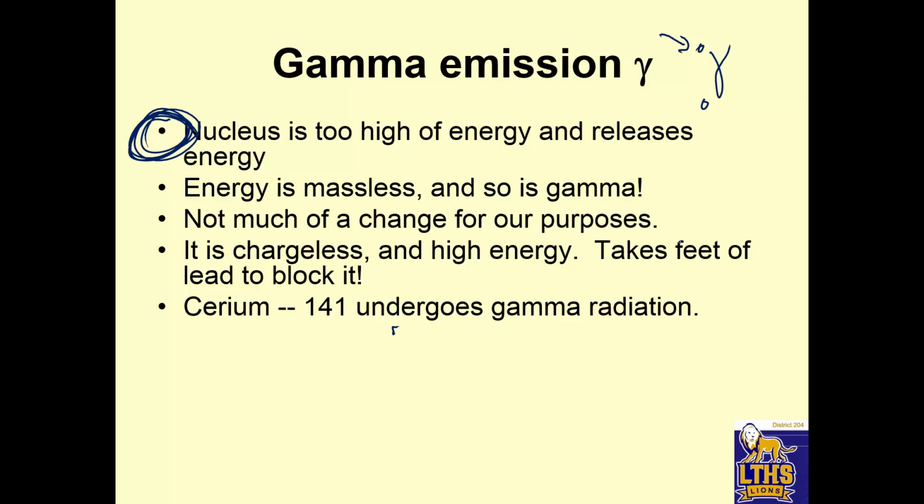Cerium-141 undergoes gamma radiation. So cerium is Ce. That dash 141 tells me the mass. Now I need to find cerium on my periodic table. Oh, that's cesium. Oh, there it is. Cerium is number 58. And if it undergoes gamma, it just does a belch. So notice if it's a belch, it's still going to be the same thing. Uncle Ed, after he belches, is still Uncle Ed.